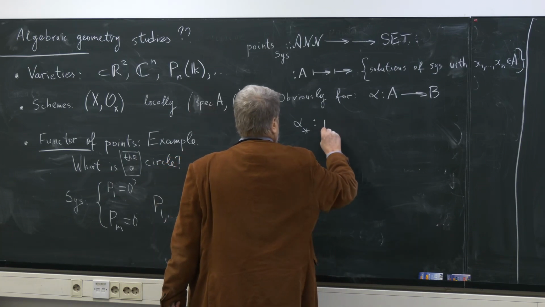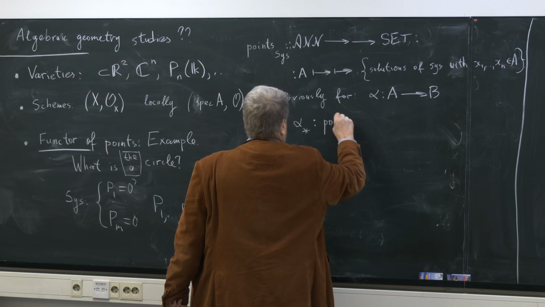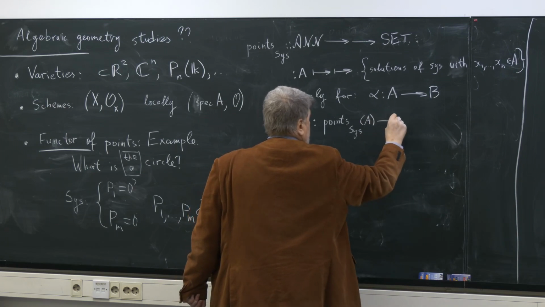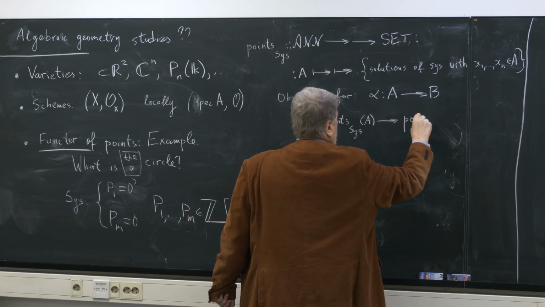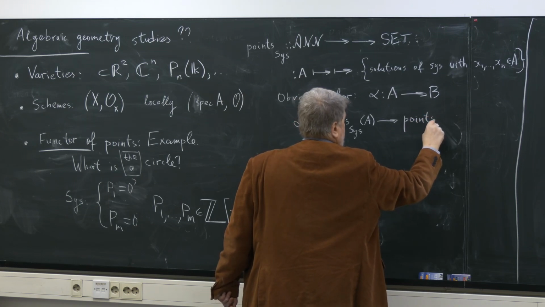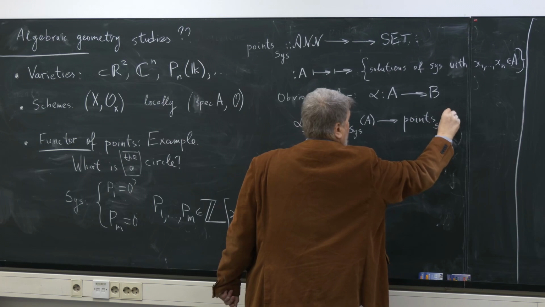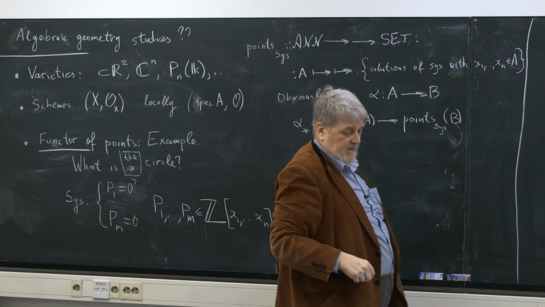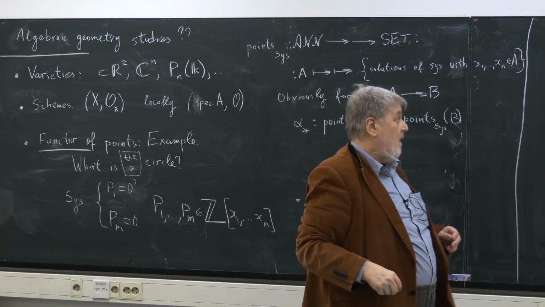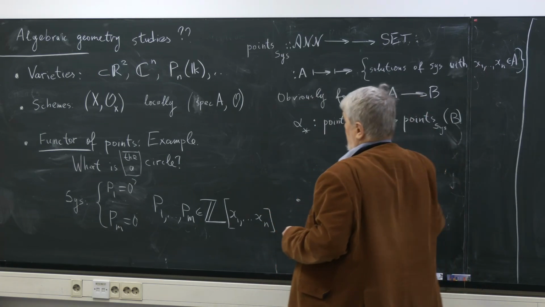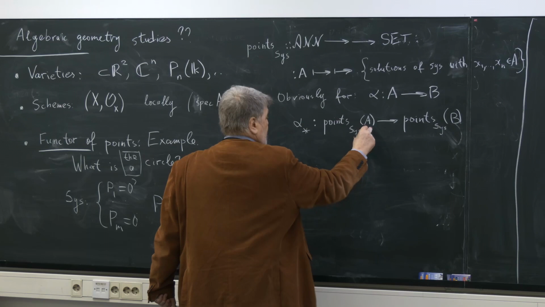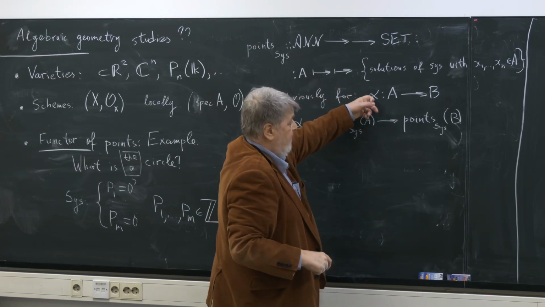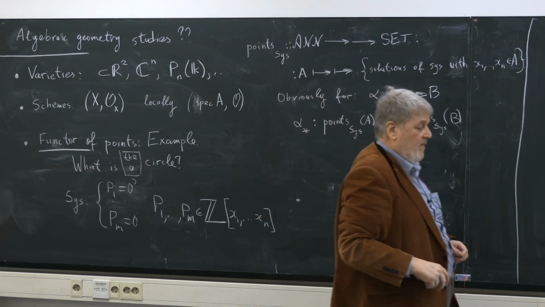How we have denoted it in a long way: points of A to points of B. So it is a mapping just of sets, the obvious one. The solutions are substituted from one ring to another just by the application of a ring homomorphism.